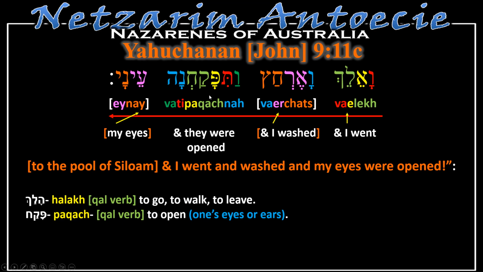Vati pa kach na. And they were opened. A nay. My eyes. Again, the kamatz with the yod meaning my eyes. And I've given you down here also pa kach, which is a kol verb. It means to open, and specifically one's eyes or ears, as the dictionary tells us. So, to wash in the pool of Siloam, and I went and washed and my eyes were opened.